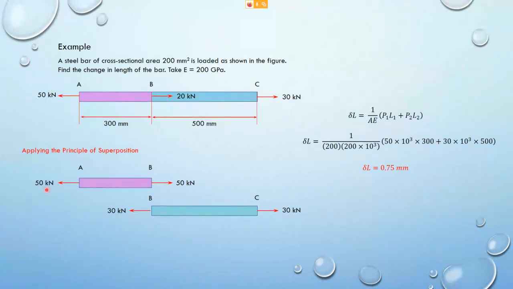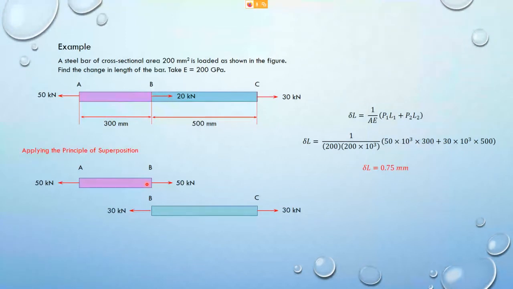If this is 50, then you must draw another arrow, at section B of AB, in the opposite direction. This one, at section A, is pointing towards the left. So you must have another one, at section B on this part of the bar, pointing towards the right. Opposite direction, but equal magnitude. So this is 50, this must be 50. This purple part is now in equilibrium, 50 and 50, left and right.